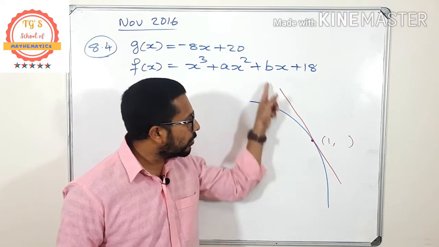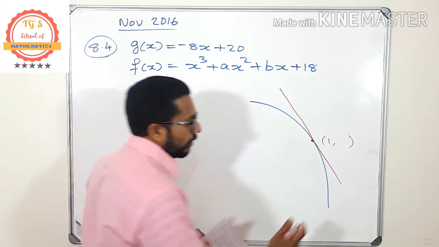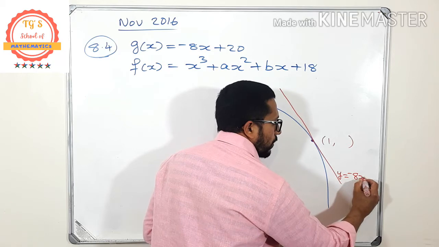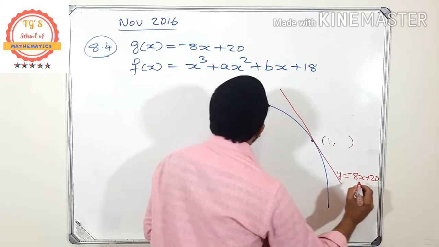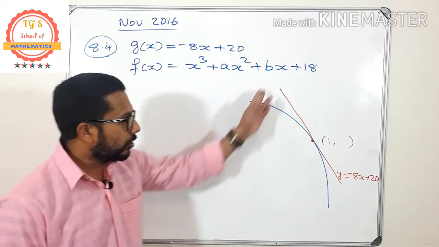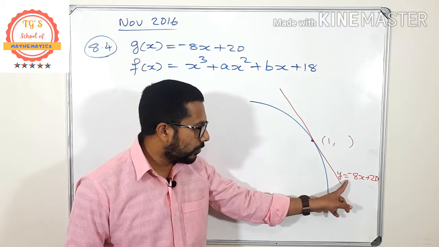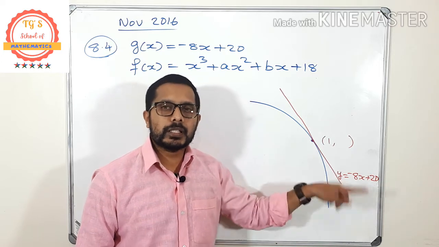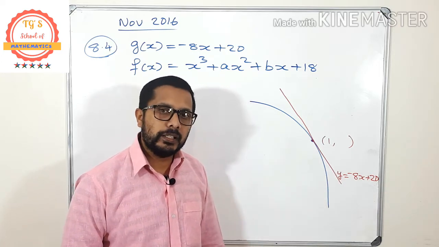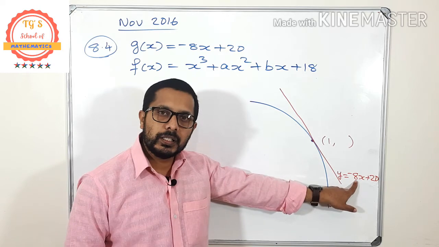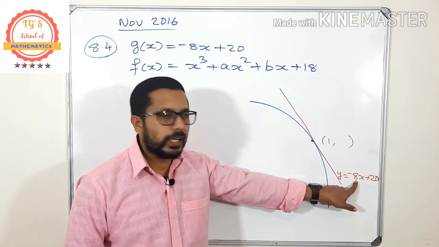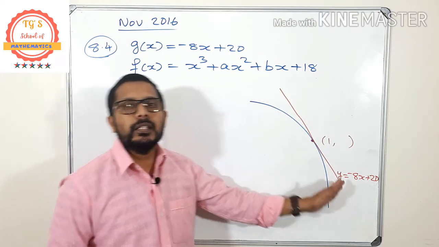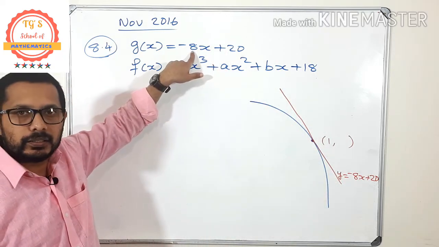What is the equation of this tangent? Let me write it here. y is equal to minus 8x plus 20. Am I right? The equation of this tangent is given in the question, minus 8x plus 20. So if it is minus 8x plus 20, what is the gradient? Of course, this minus 8 is the gradient. So the gradient of this tangent is given, that is this minus 8.